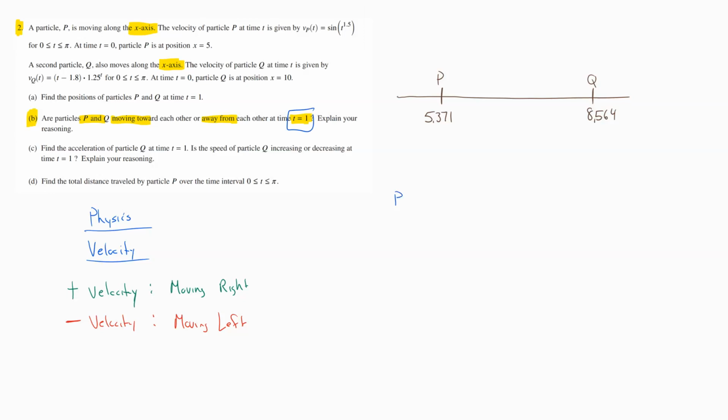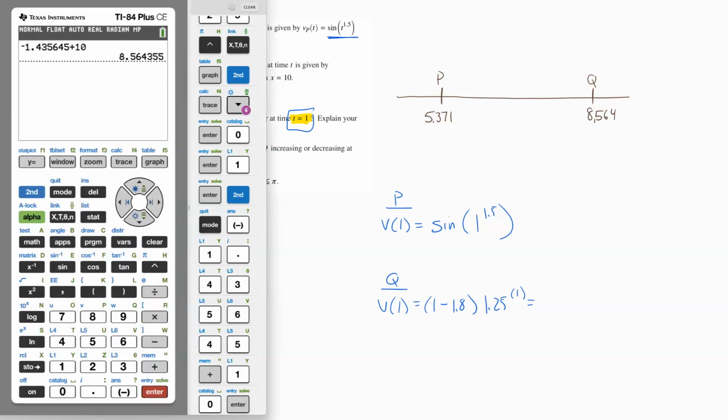Which is great because we've got a calculator, so we can do all this in our calculator. For particle P right now, we would want to know what is V of 1. So we would take 1 and plug it into this equation, the sine of 1 to the 1.5. And all we're looking for out of here is positives and negatives. And then for Q, we would plug into the Q equation for velocity, which would be this equation right here. So V of 1 for Q is going to equal 1 minus 1.8, and then 1.25 to the first. So we plug in 1 everywhere we see a t in these, and we'll see if they're moving positive or negative on our velocity.